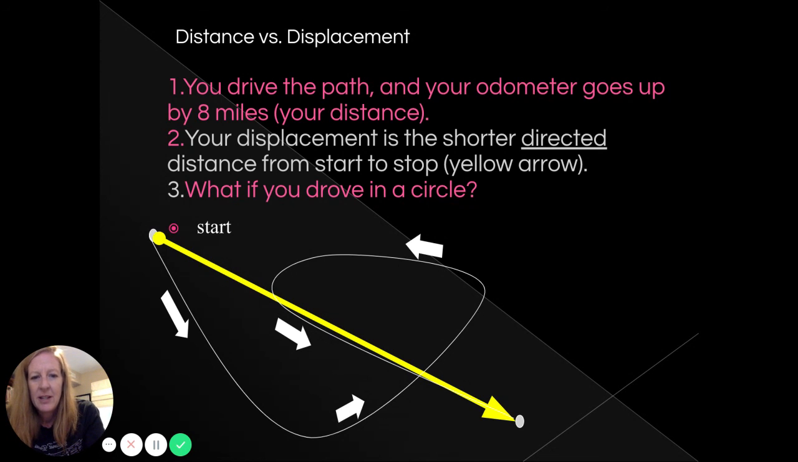All right, ladies and gentlemen, that's it for distance and displacement today. So I hope that helps you get an understanding of the difference between distance and displacement, and how we can describe motion in 2 dimensions, so using north and south or right and left, and up and down.